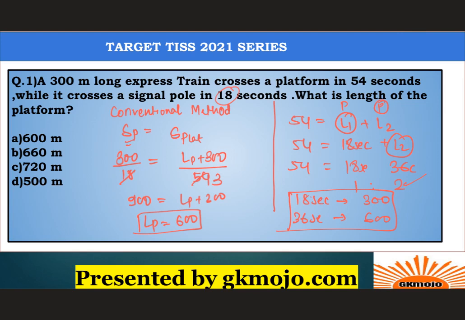So 18 seconds it crosses 300 meters, so 36 seconds it will cross 600 meters. Correct answer is option A, right? So you'll see that this is a method that you can do orally also.